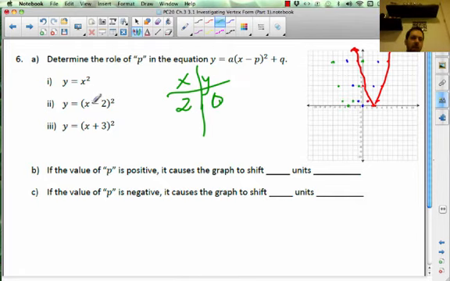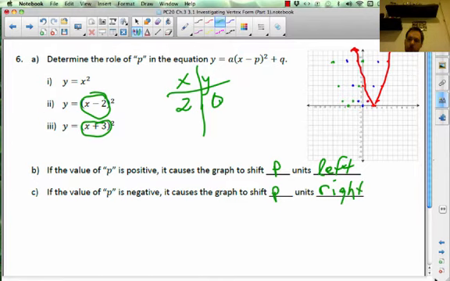So the value of P will always be inside the brackets with the x, okay? If there is nothing inside the brackets with the x, then P is 0, as with this one right here. Okay, there's nothing with the x in brackets, so P is 0. If the value of P is positive, it causes the graph to shift P units to the left. If P is negative, it shifts it P units right. That's all.